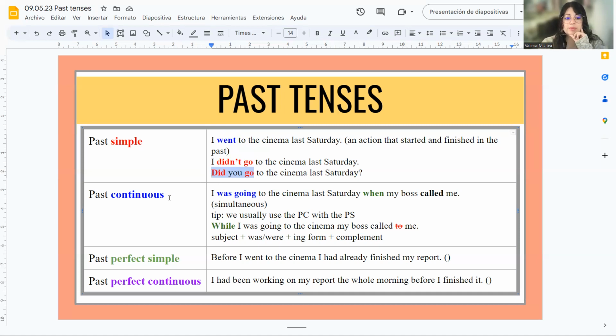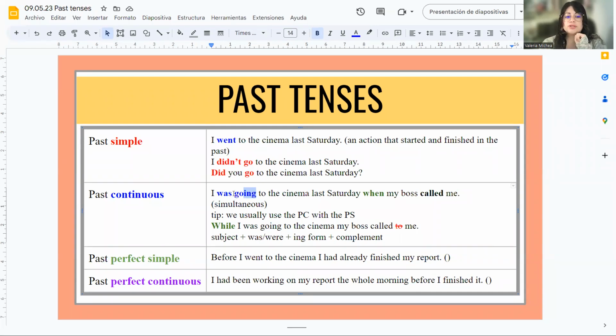Then we said that in the past continuous, you need to use the verb to be plus an ing form. For example, I was going. We have two conjugations of the verb to be in the past, was and were. So I was going or you were going.